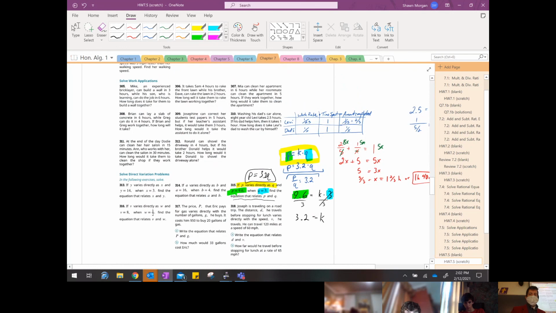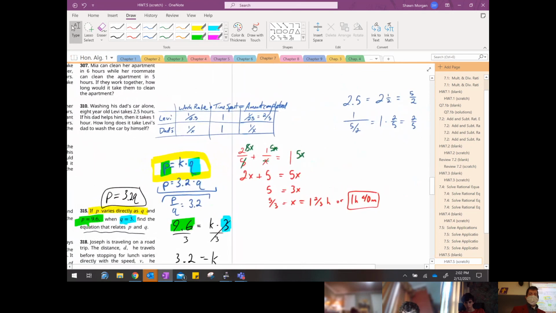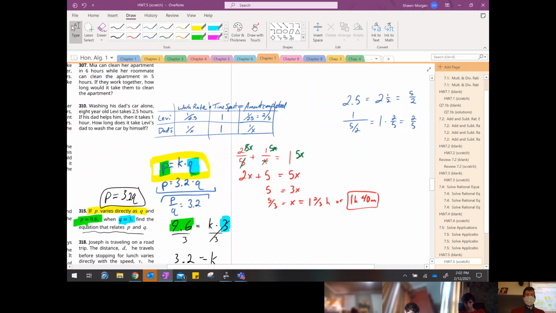310. Work rate. I think I did this one last year, so I've got my notes saved on it. Okay, so it takes them 2.5 hours. Levi, can you see that, or do I need to zoom in? So I would work it out that way. They each spend an hour working on it. Levi completes 2/5 of the job. His dad, we don't know how much of the job he gets done. It's just 1 over X. And so in red, I wrote that equation up. 2/5 plus 1 over X equals the whole job, multiplied by the LCD of 5X. Then we got the resulting linear equation that we solved for X. X equals 5/3, or an hour and 40 minutes.